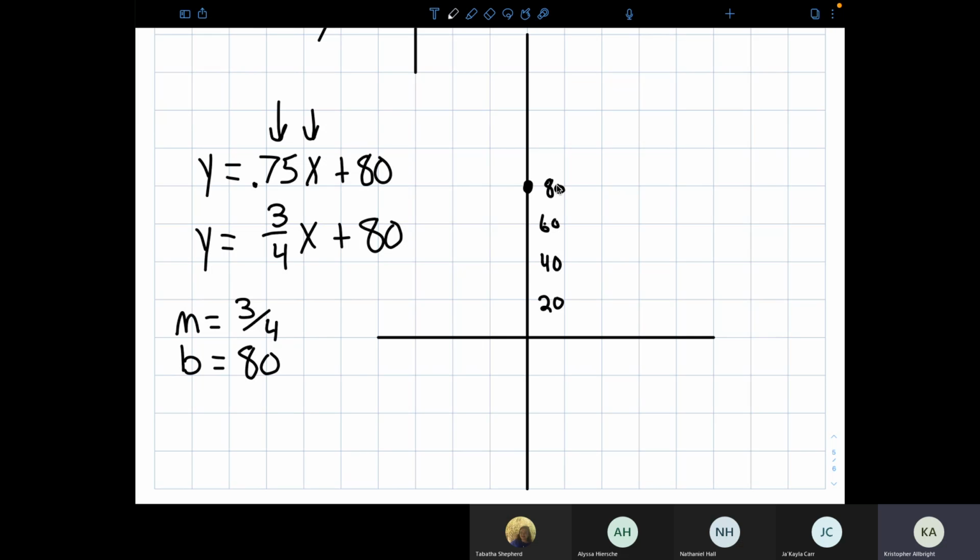So now we're going over 3. We are rising 3 and we are running 4. So we're going to rise 1, 2, 3 and run 1, 2, 3, 4. So this is our point. I'm going to go in the negative direction as well. So what I'm going to do is flip this sign. So now I'm going to go 1, 2, 3, and 1, 2, 3, 4. Any 2 points I can use. I'm going to use this one and this one. And now we have a line.